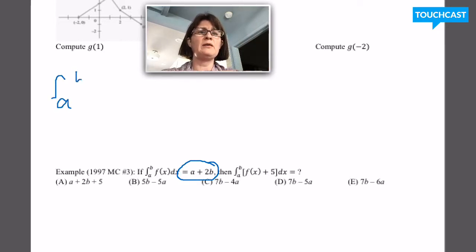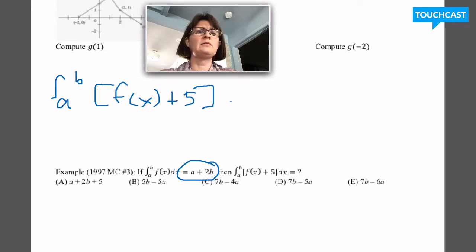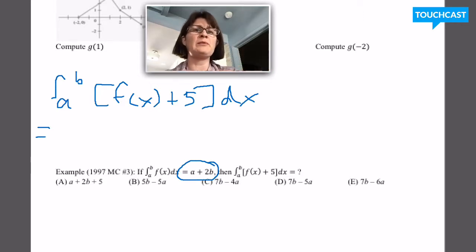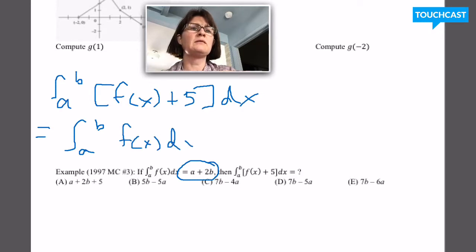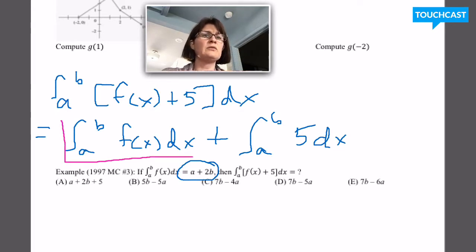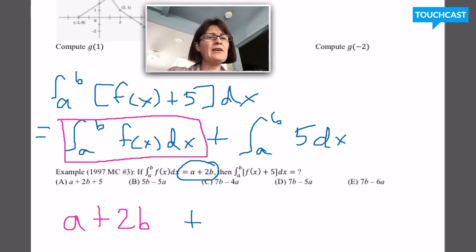I'm going to start with this up here. So the integral from a to b of f of x plus 5 dx is going to equal, I'm asked to find the area under a function given by a sum. So I can break that up into the sum of two separate integrals. This is going to be the integral from a to b of f of x dx plus the integral from a to b of 5 dx. So my next step is to notice that I already know the value of this integral. It was given, so that's a plus 2b.